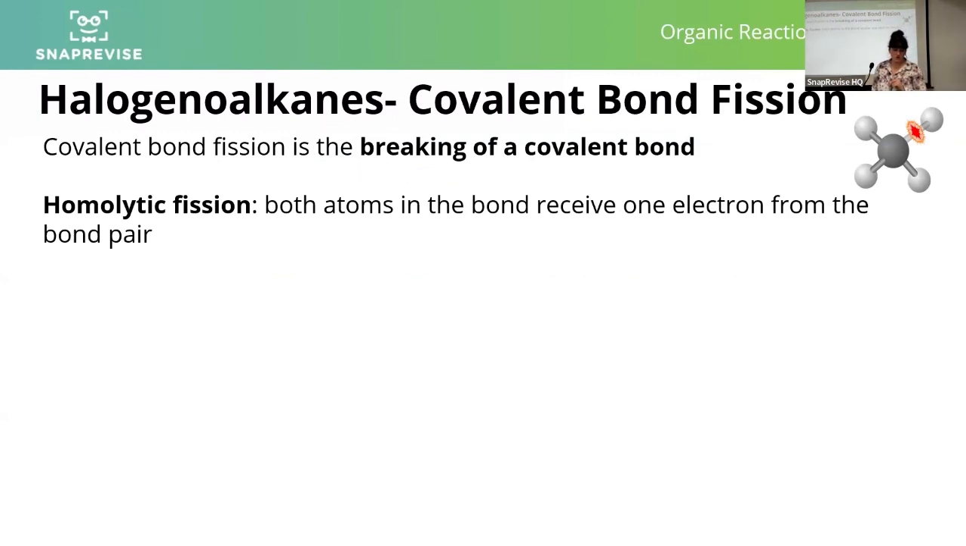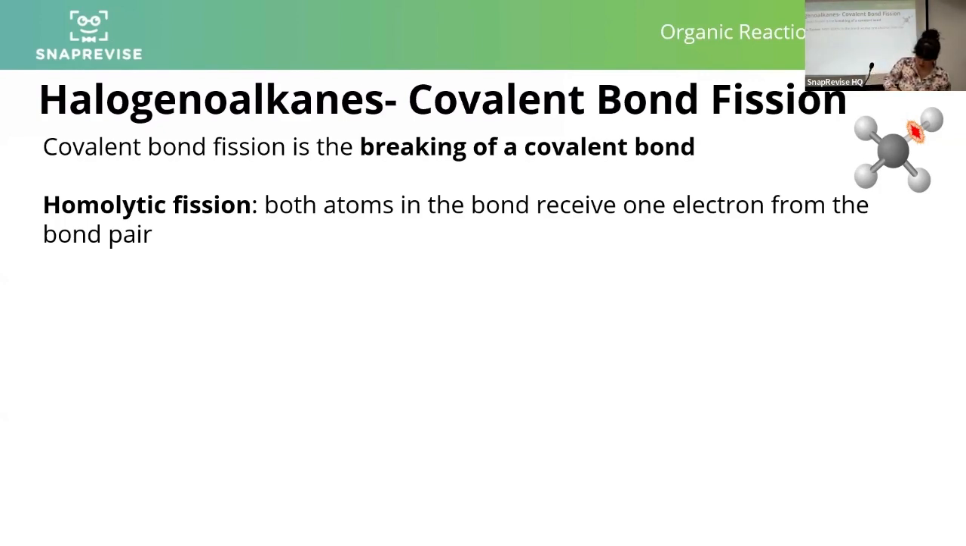So covalent bond fission is the breaking of a covalent bond, and we can have homolytic fission or heterolytic fission. Homolytic fission is when both atoms in the bond receive one electron from the bond pair, and homo meaning same. Lytic or lysis is splitting, so homolytic means splitting similarly. Both species receive an electron, and we create two species that are the same type of species, so two radicals.